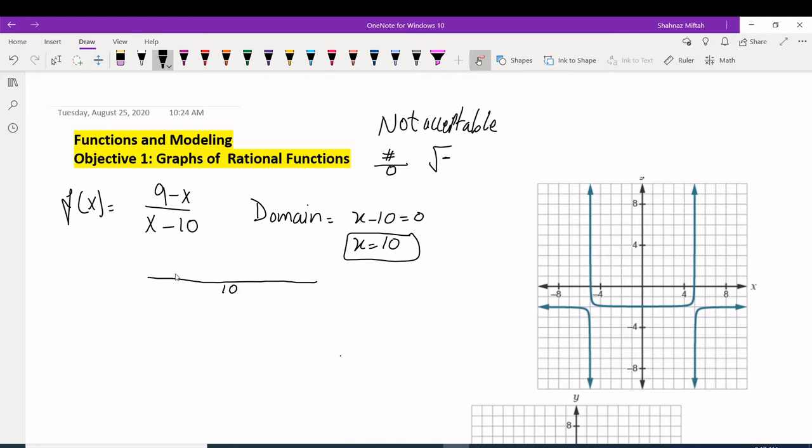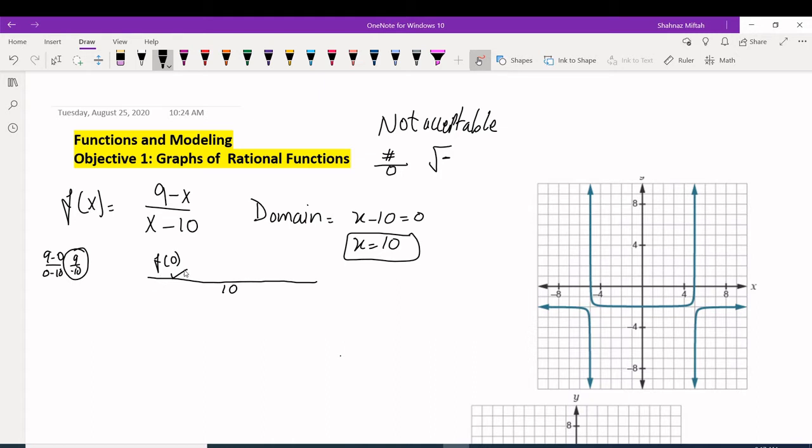So you pick any number here on the left side of 10. I will probably pick 0, and I will plug in this 0 in the function. When I plug in this 0 in the function, I'm getting 9 minus 0 over 0 minus 10, which is 9 over negative 10. Do you see I am getting some y value? This y value is not undefined. This is nothing there. We are good. We are getting a y value and it's negative, which means anything you pick on this side will work.